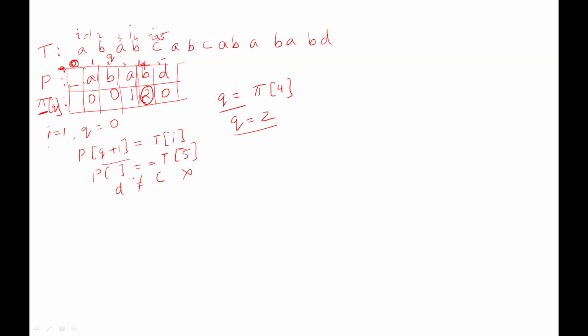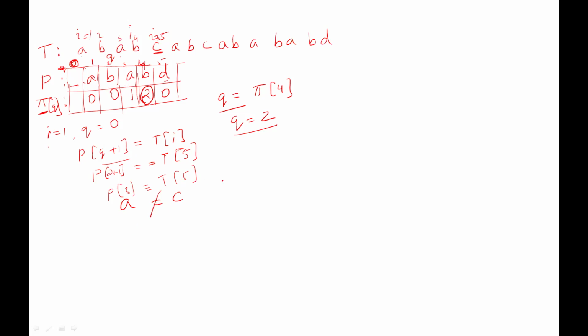So what is T of I? It is T of 5 itself. And P of Q plus 1 is nothing but 2 plus 1, that is P of 3, and T of 5 we are going to compare. That means we are going to compare whether the next character, because we know that AB was already matched, we found a mismatch at C and D. So we are going to find out whether the next character after AB, because we already found the AB match, matches. That is, this will be A and this will be C, whether they are matching. They are not matching, right?